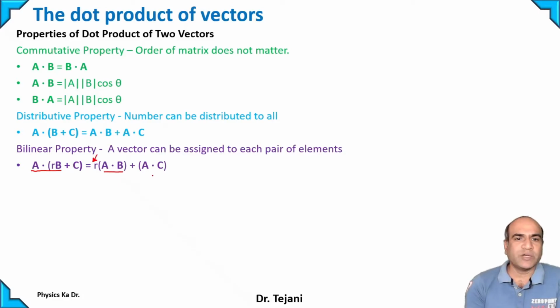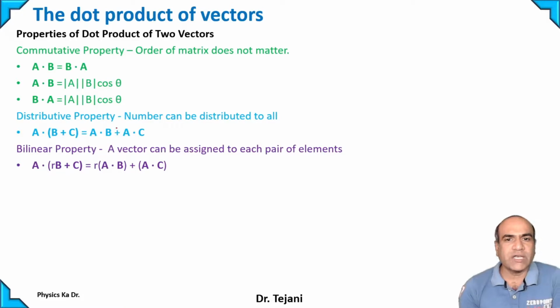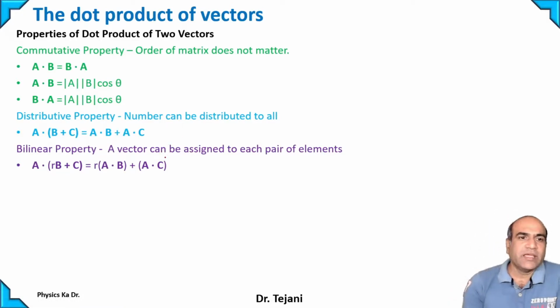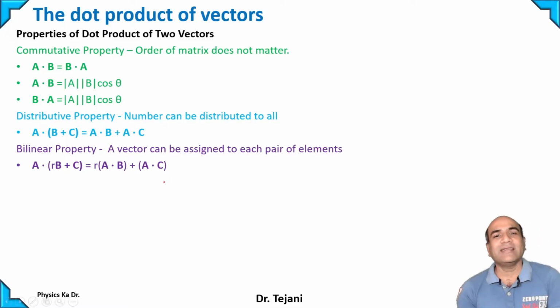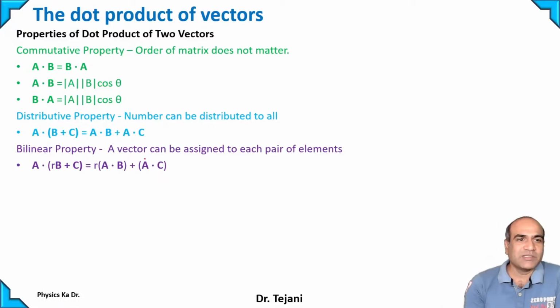The distributive property will work here, A dot C. And a scalar you can take outside, or if the scalar is inside, then also there isn't any issue. So you can move a scalar in the case of a bilinear property. It is a bilinear property. I think I mispronounced it earlier. That is known as the bilinear property.